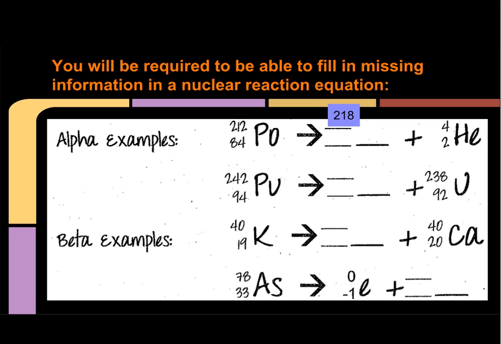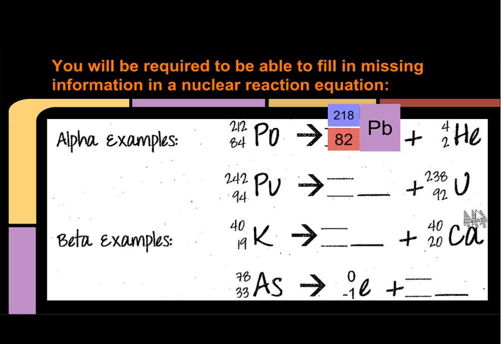And then do the same thing on the bottom. So 84 minus 2 should be 82. And then to figure out what letter goes there, you look up 82 in the periodic table, and we find out that 82 is lead. Okay? So we're going to do the same thing on the next one.